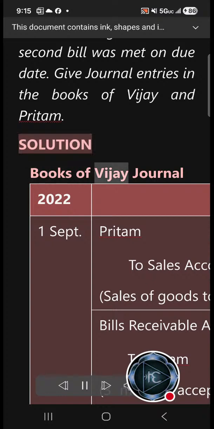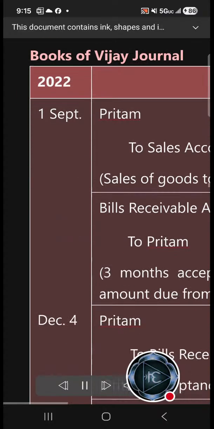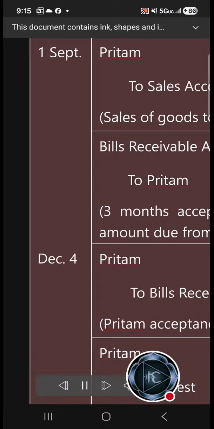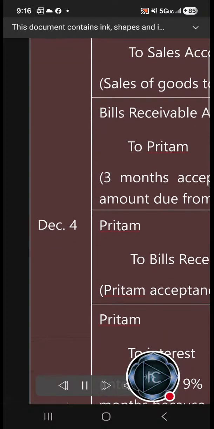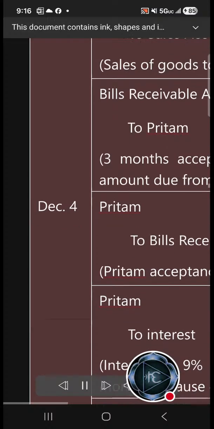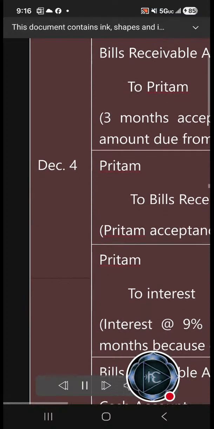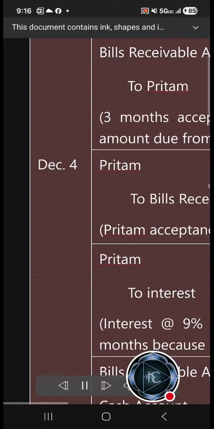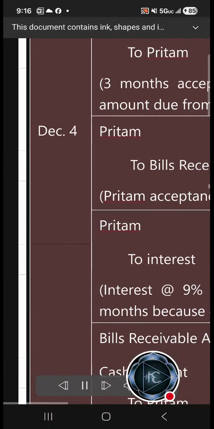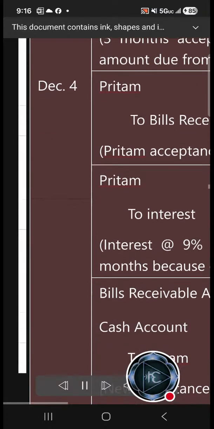Solution. Books of VJ, Journal. 2022. September 1st. Freedom Doctor $106,000, to Sales account $106,000. Sales of goods to Freedom as per invoice. Bills Receivable account Doctor $106,000, to Freedom $106,000. December 4th. 3 months acceptance received from Freedom for the amount due from him.